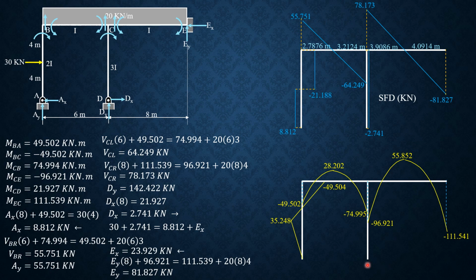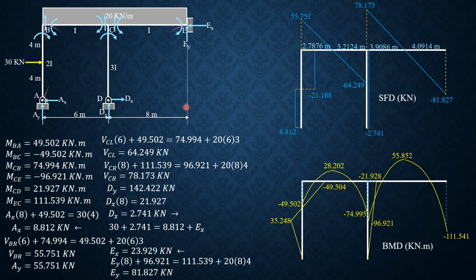Then for this diagram, beginning with 0, the area is negative. So 0 minus 2.741. Remember, this is the top fiber at the left. Minus 2.741 times 8. So we'll have negative 21.928. That's the diagram. Remember, this is the top fiber. Then that's already the bending moment diagrams completed in kilonewton meter.